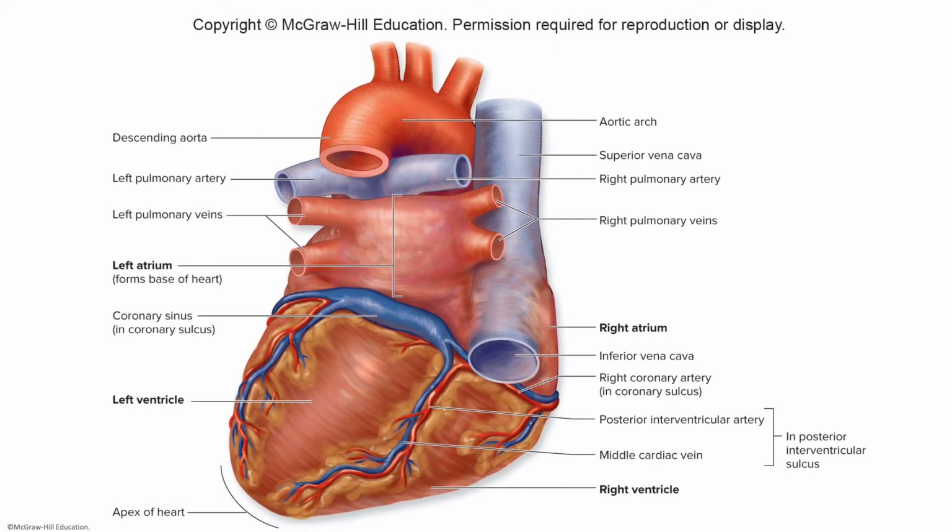From a posterior look at the heart, you can see how the left ventricle and left atrium are more on the posterior side. The left atrium forms the base of the heart, and you can see here where the right and left pulmonary veins enter into your left atrium, bringing that oxygenated blood back from the lungs, and how your right and left pulmonary arteries are carrying deoxygenated blood to the lungs. It's also neat here, you can see where the inferior vena cava and the superior vena cava enter into that right atrium.